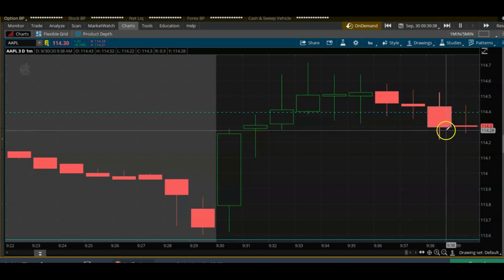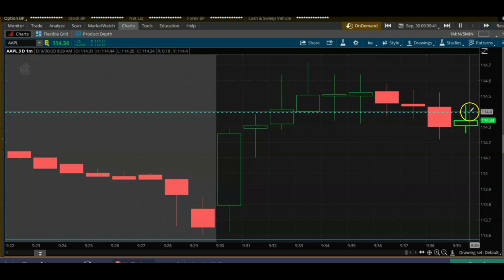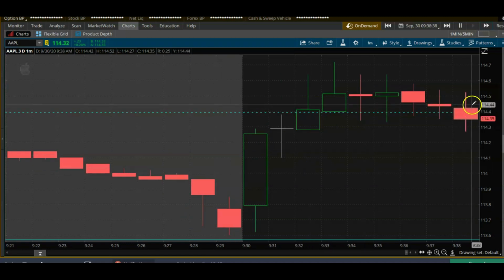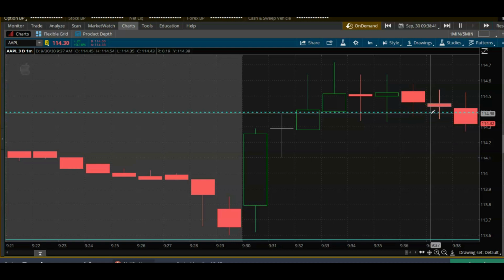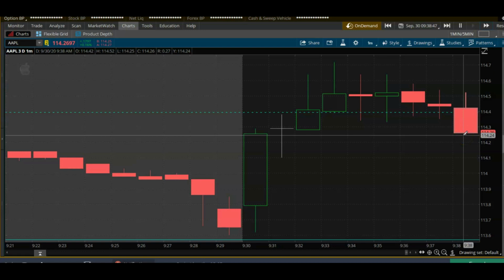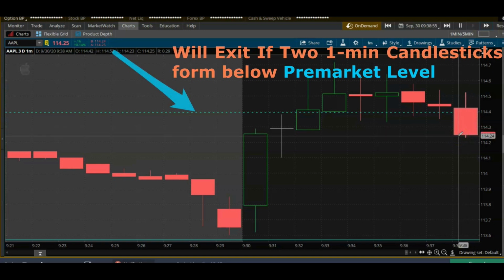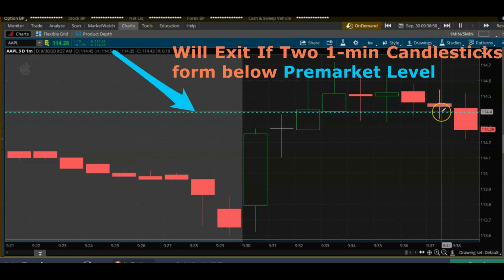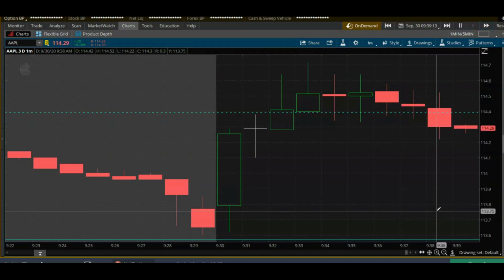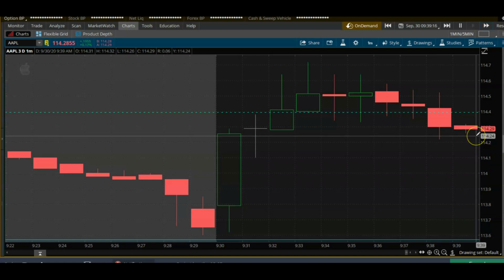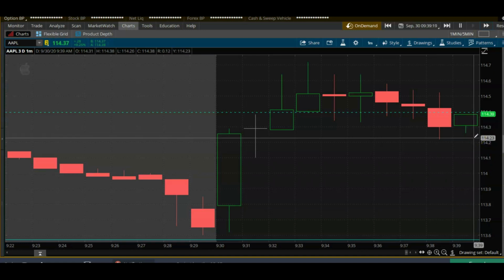Now at this point, if I have two candles close below this level, then that would be a point at which I would consider exiting my long position. Right now, this candle has dropped below my dotted line level here, which was the high of my pre-market session. But I'm not going to exit the trade. If I was in a long position, I wouldn't exit the trade, not on just one candlestick. I will need to have a second candlestick confirm the drop below my price level. If this candlestick closes below my dotted blue price level, then I will exit the trade.